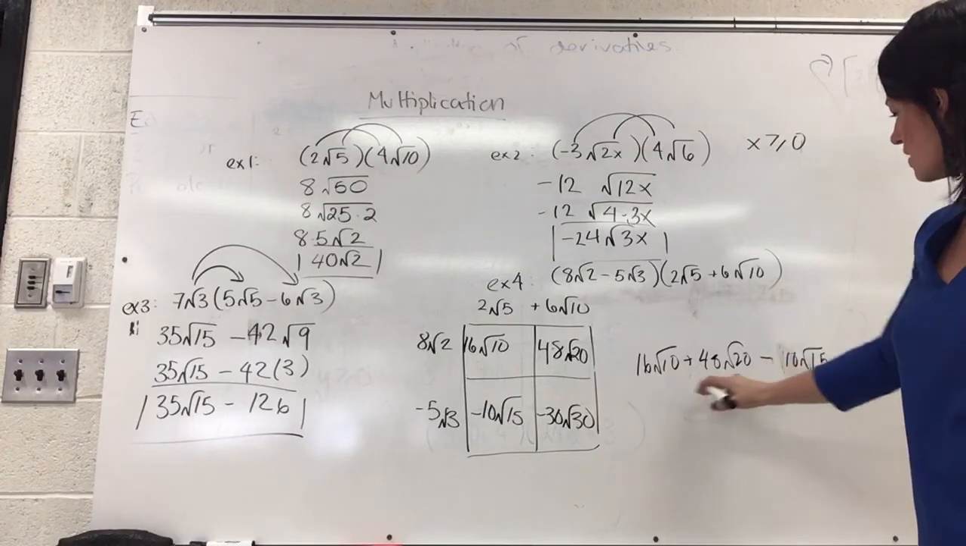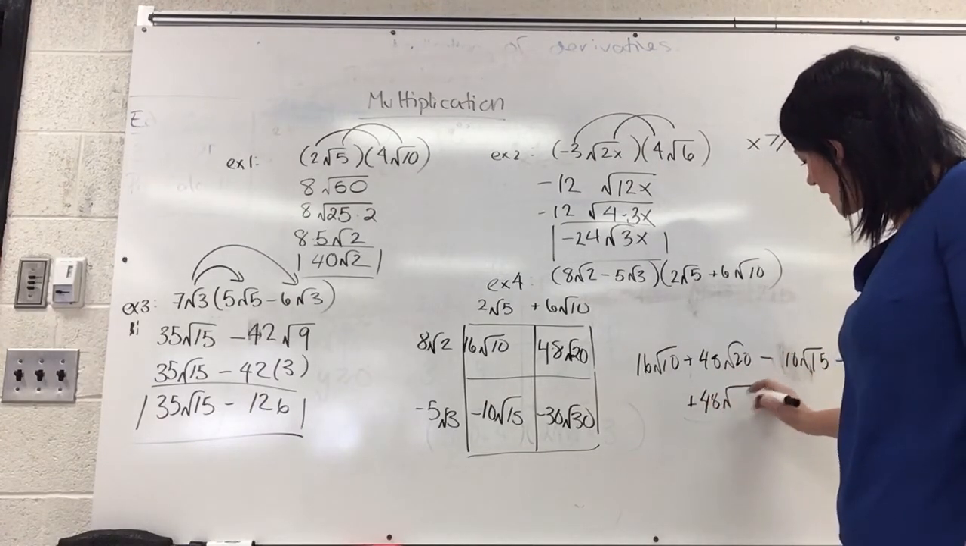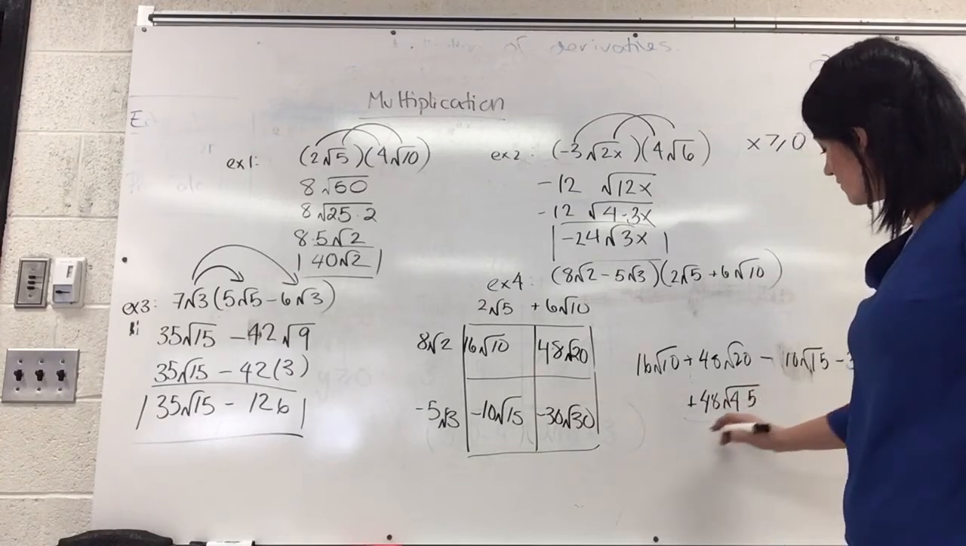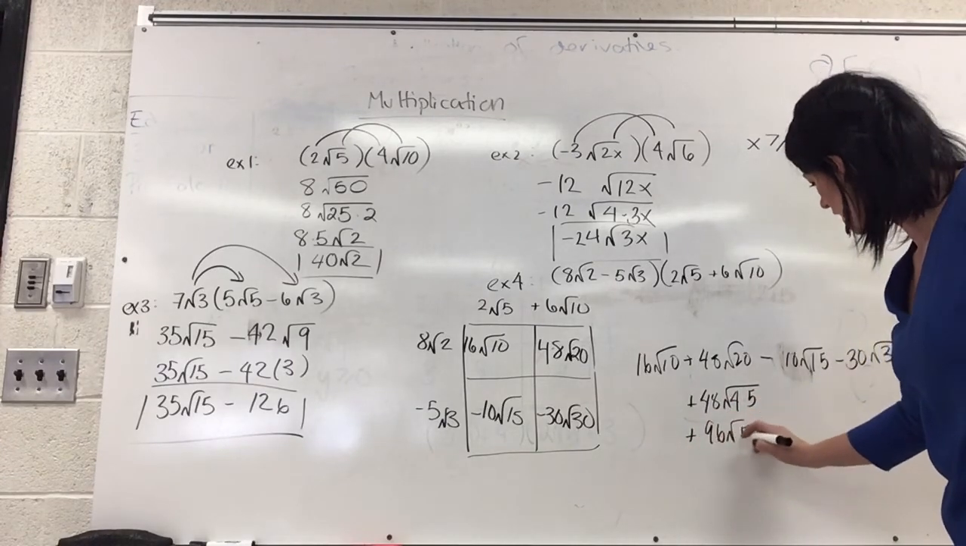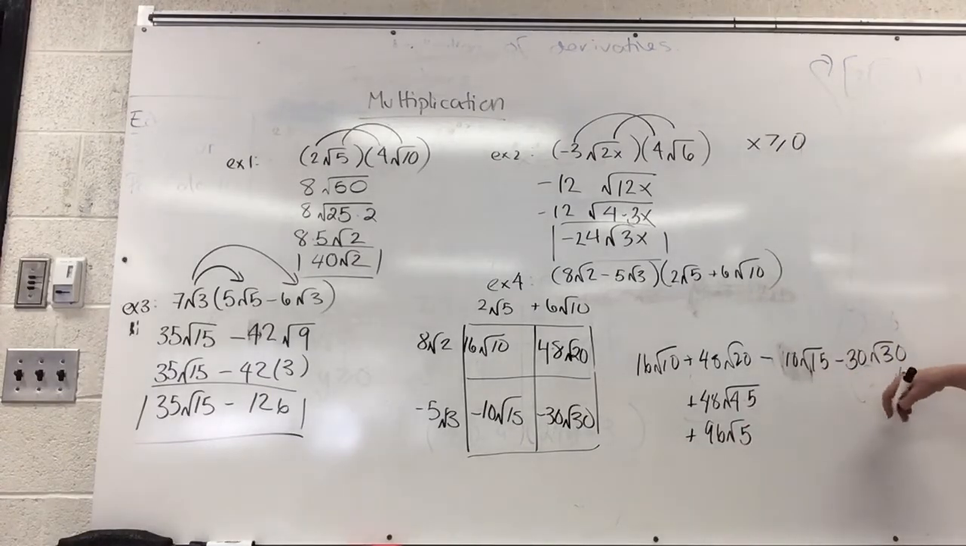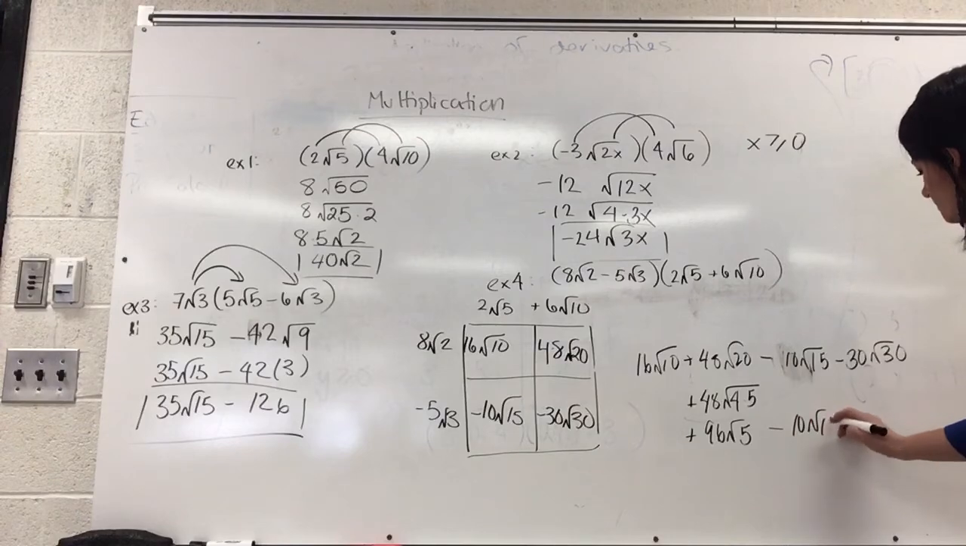So 5 times 2, that one doesn't simplify. This guy does because I can write it like 4 times 5. So that can come out as a 2. So 96 root 5. This is just 5 times 3, 3 times 10. So nothing else gets simplified.